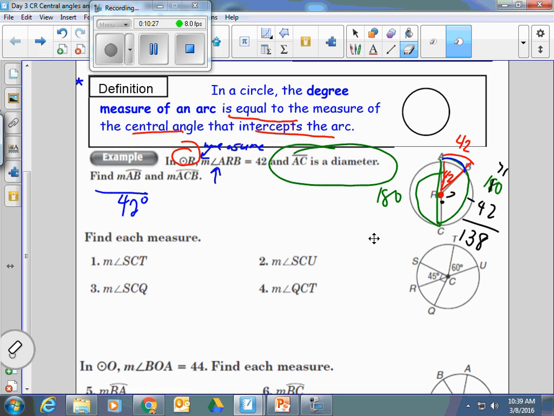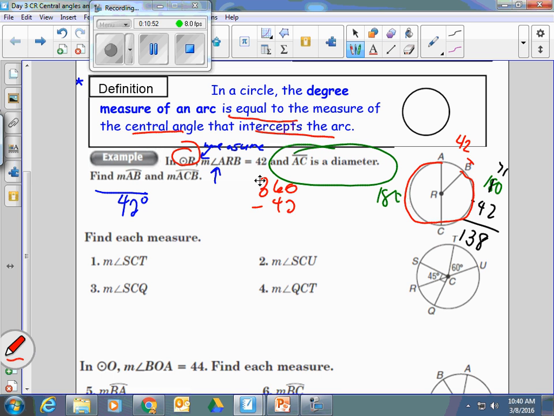And I'm going to erase just so we can see some stuff over here. And then the next thing they say is, well, how big is arc ACB? Go in that order from A around to C and around to B. Well, what's a full circle? 360. So how would I find out how big ACB is? 360 minus the 42. Excellent job. So would that be 318 degrees?